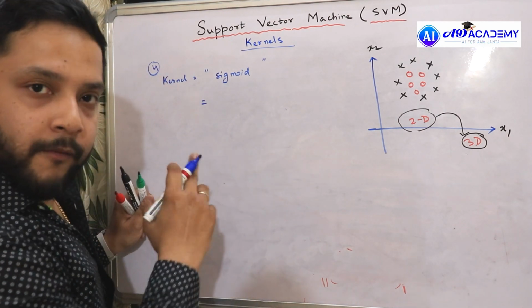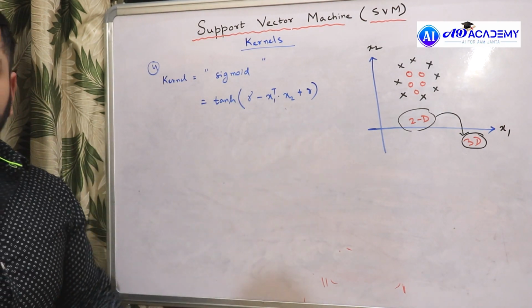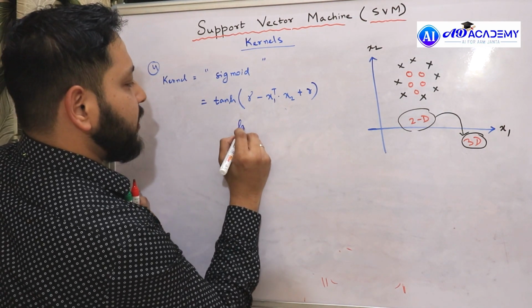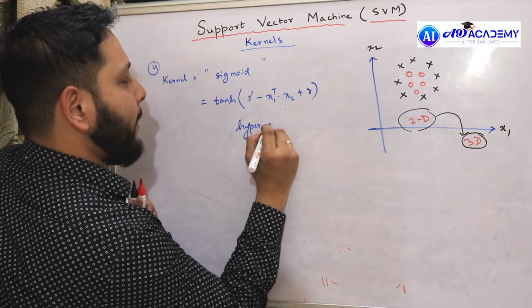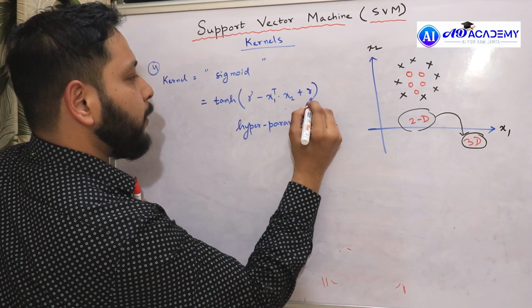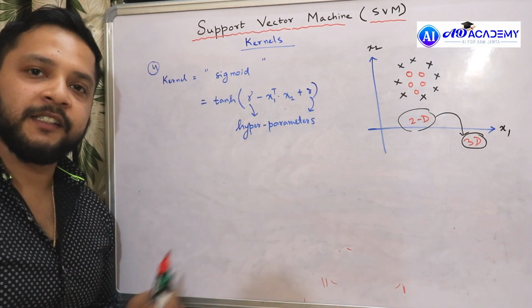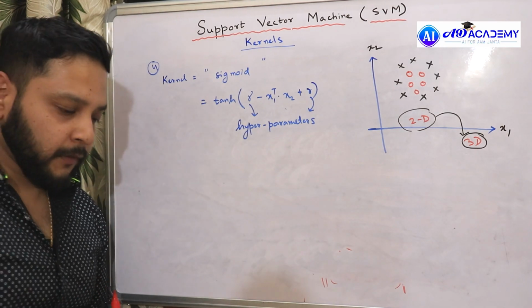What is the mathematical formula? I am writing it here. In this case, gamma and R are two different hyperparameters. Okay, so this is the sigmoid kernel function.